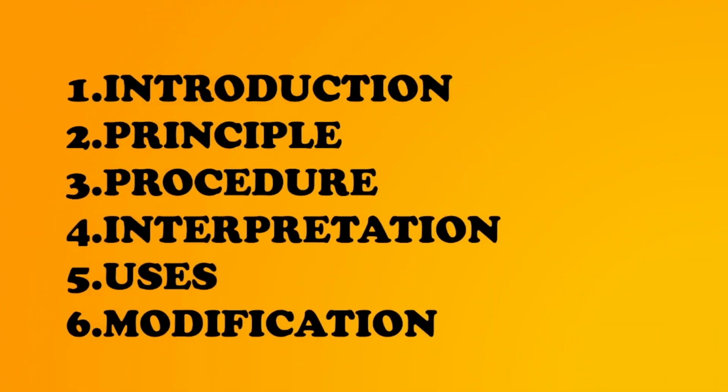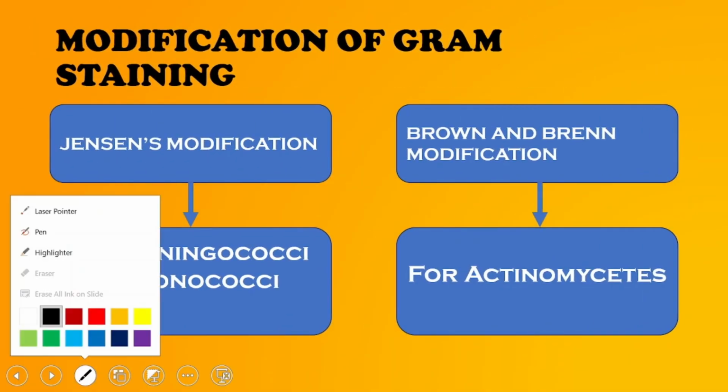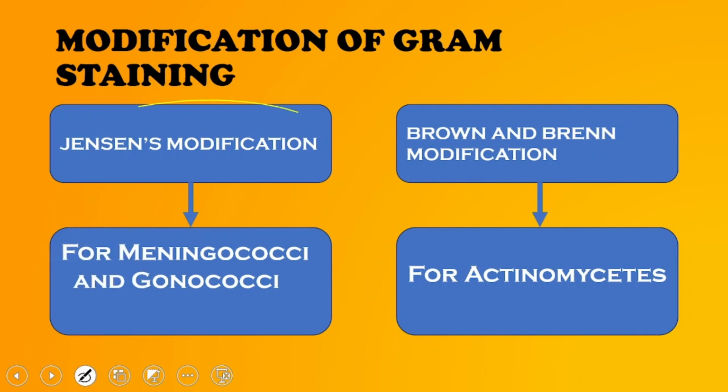And I guess there is modification left. Last thing, modification to cover up. So there are two modifications you should know. There are only two modifications that I wanted to highlight. See, first of all, there is something called the Jensen's modification. And Jensen's modification is mainly for your meningococci and gonococci.